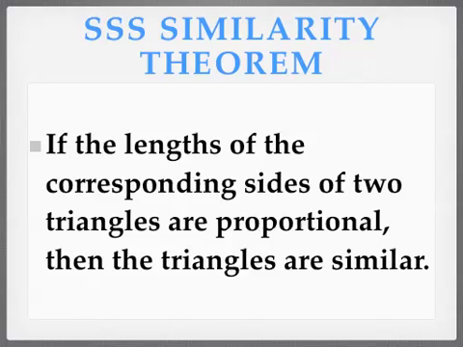The side-side-side similarity theorem. Just really quickly pointing out, we do have a side-side-side congruence postulate, but this is the side-side-side similarity theorem, so right now we're only talking about similar triangles. The side-side-side similarity theorem says that if the lengths of the corresponding sides of two triangles are proportional, then the triangles are similar. So if all three sets of corresponding sides are simplified to the same ratio, then we know that the two triangles are similar.